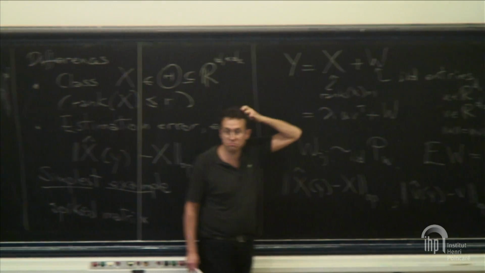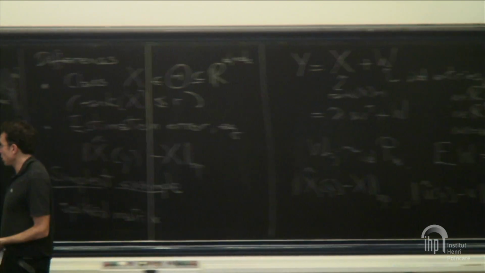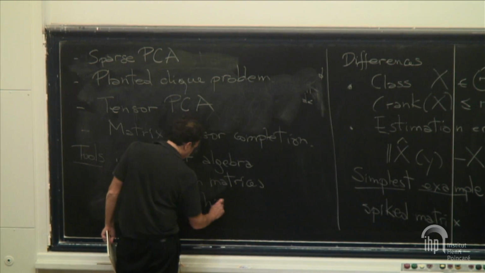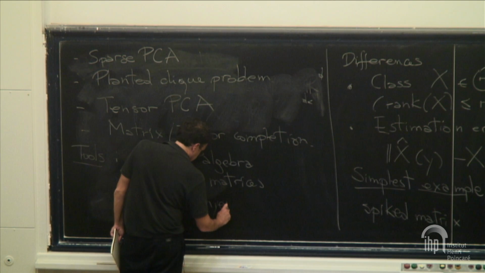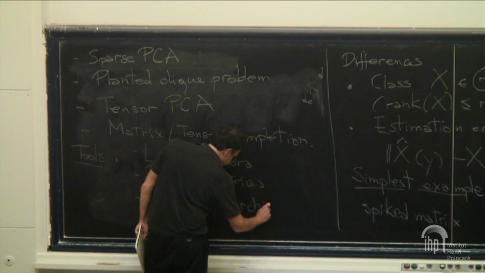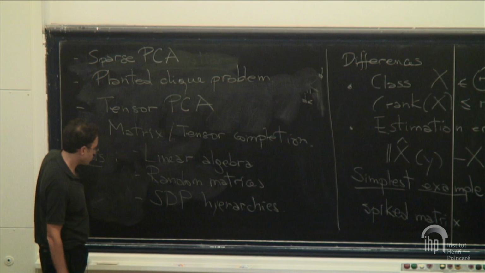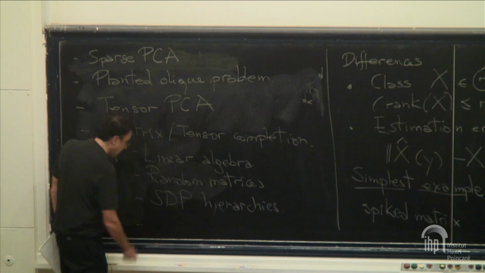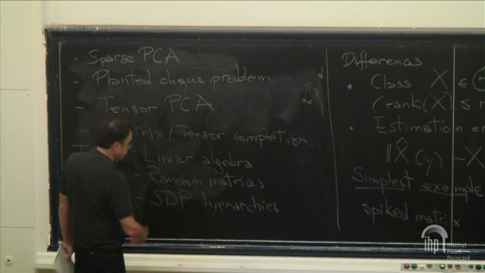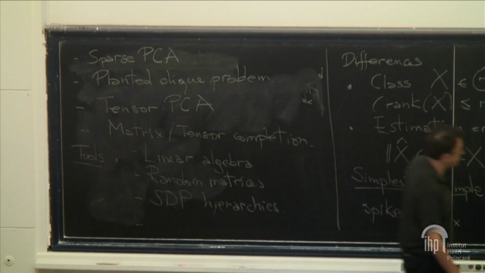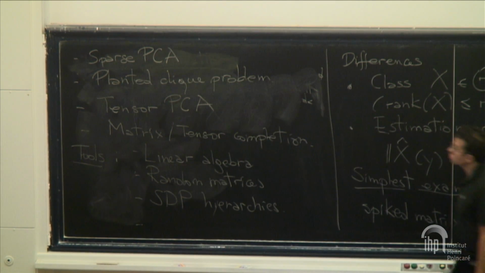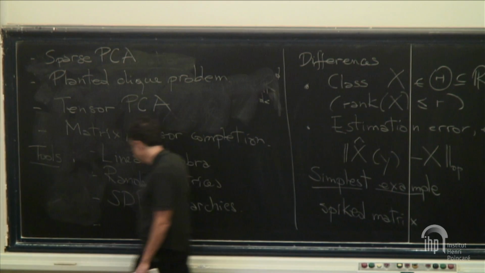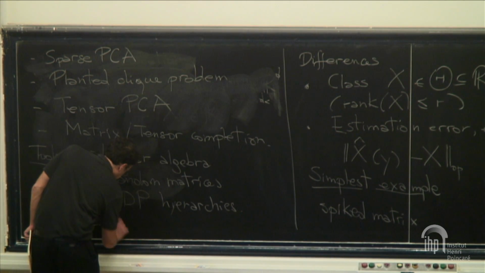There is another class of algorithms that is very useful, and these are semi-definite programming relaxations. So I'll talk about, in particular, SDP hierarchies. These are more sophisticated algorithms than simple spectral algorithms. And finally, I'll talk about a class of algorithms that are very natural when you look at graph versions of these problems, like the planted clique problem or the hidden partition model. And these are message passing algorithms.